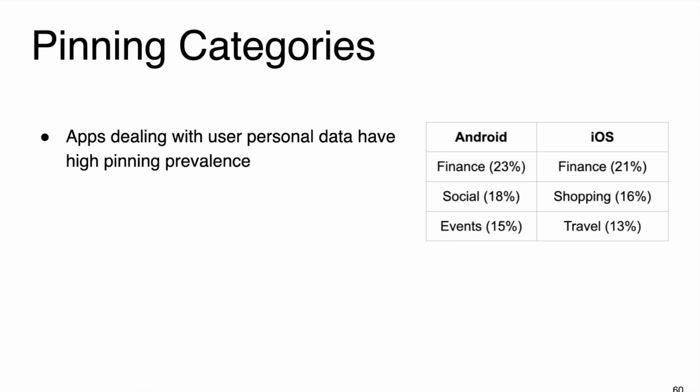From this analysis, we learn that apps that deal with user personal data prefer to implement certificate pinning more often than apps that don't. As a side note, categories between Android and iOS are not the same, thus making an apples to apples comparison here across platforms infeasible.